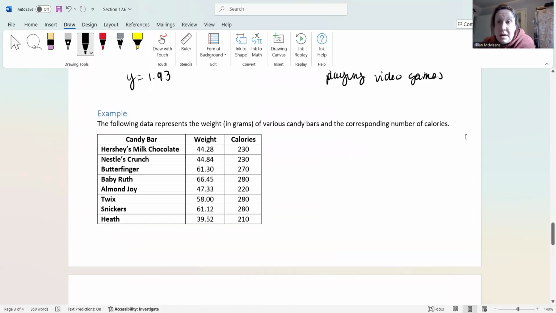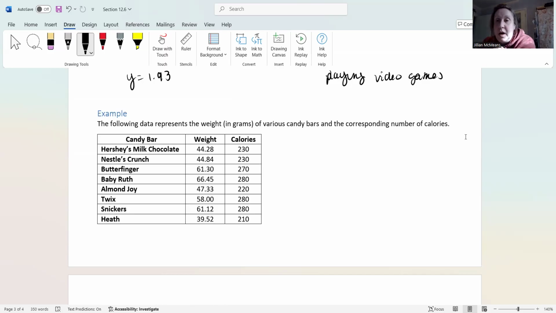So the last example for this set of notes is the following. The data represents the weight in grams of various candy bars and the corresponding number of calories. So we have different candy bars: Hershey's Milk Chocolate, Nestle Crunch, Butterfinger, Baby Ruth, Almond Joy, Twix, Snickers, and Heath. I do not know if this data is accurate. I cannot imagine just making this up for this problem, but again, this may not be fact. All right, just know that.